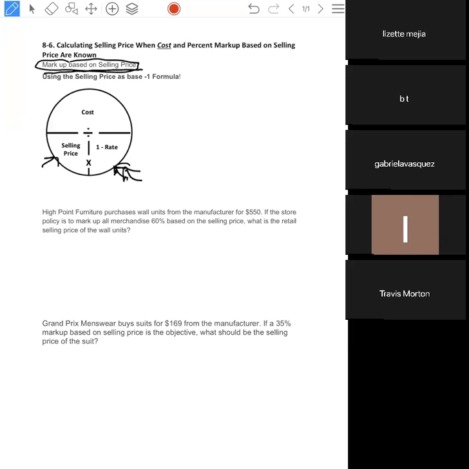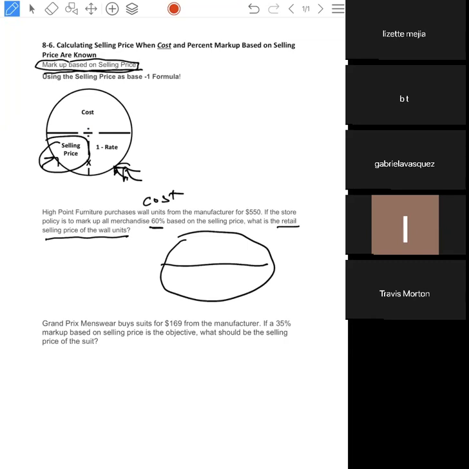So looking at the first problem, High Point Furniture purchases wall units from the manufacturer for $550. So that is their cost. And if the store's policy is to mark up all merchandise 60% on the selling price, what is the retail selling price of the wall unit? So we're trying to solve for this one right here in this first problem. So we know the cost, again, goes at the top here. So it's $550. And we know the rate, it's 60%. But again, it's this time 1 minus the rate. So in that case, it's going to be 40%.